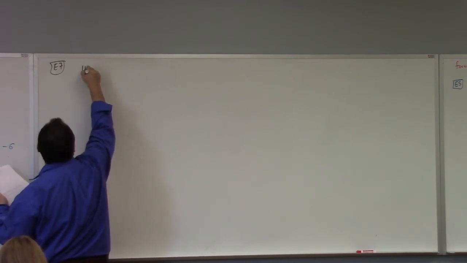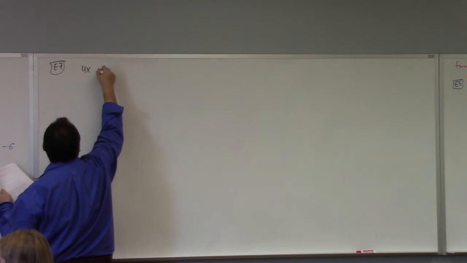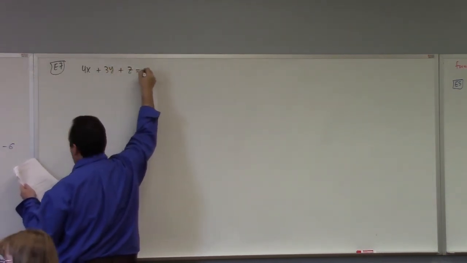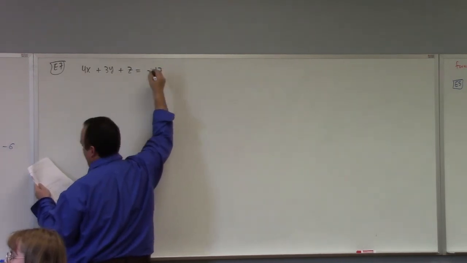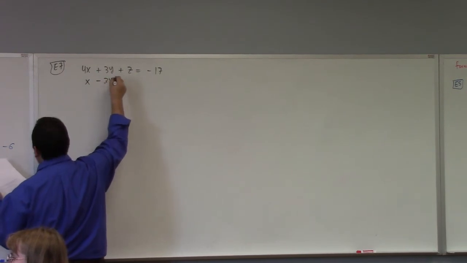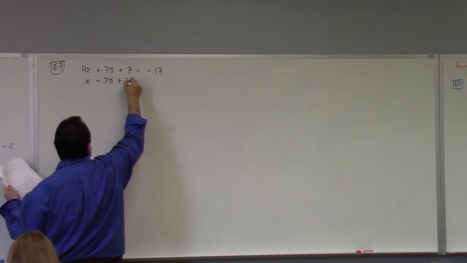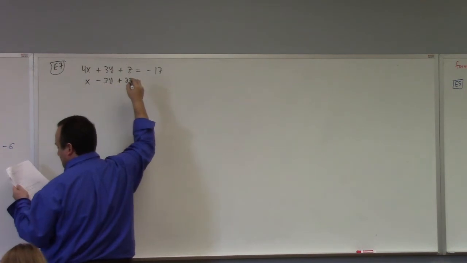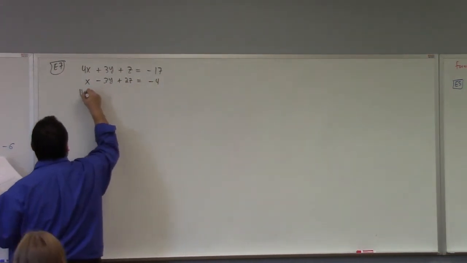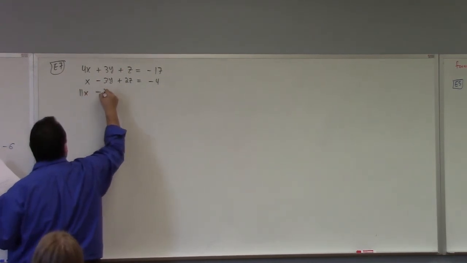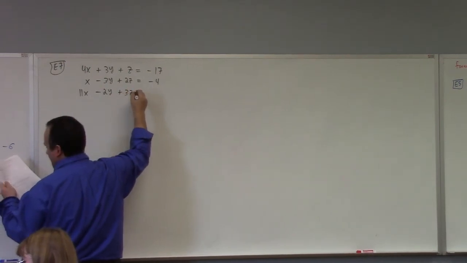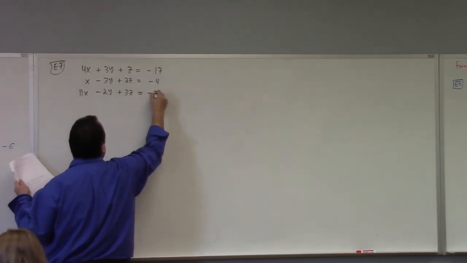Here I've got 4x plus 3y plus z equals minus 17. And I've got x minus 3y plus 2z equals minus 4. And I've got 11x minus 2y plus 3z equals minus 37.